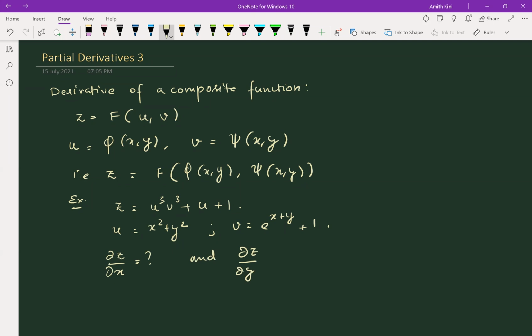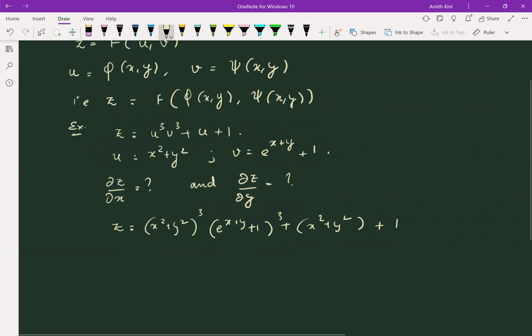So what would you do here? I'm not going to sit and differentiate because it looks horrible, but still what you could do is just, in the given expression, replace u and v with the given expressions. You have x square plus y square whole cube, e power x plus y plus 1, the whole cube, plus x square plus y square plus 1. So you get a very ugly function in x and y, which you have to differentiate, and you can find del z by del x, del z by del y, but it looks kind of like a pain. What else could we do?